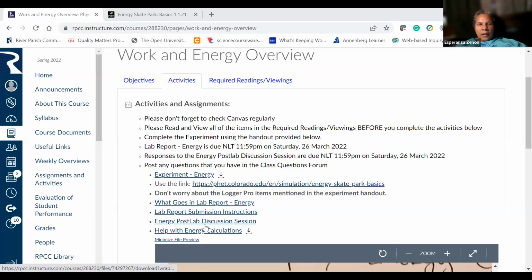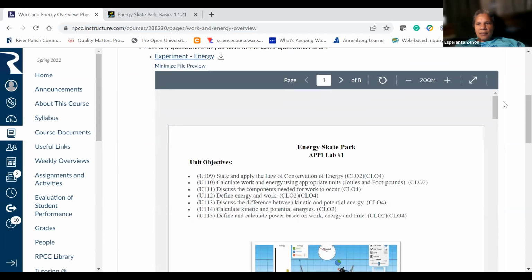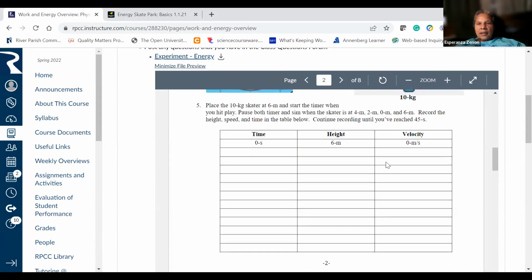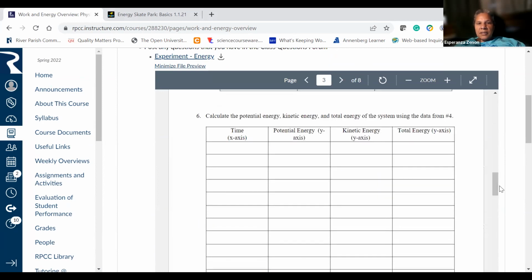Okay, and I will open the experiment handout. Are you seeing that? Okay, so you see the first table, you're just collecting the time, the height, and the velocity. In the second table on step number 6, you're writing down the times that you have, the potential energy, and I just showed you the formula that you need for that. The kinetic energy, I showed you the formula you need for that. And then you just add those two together to get the total energy.